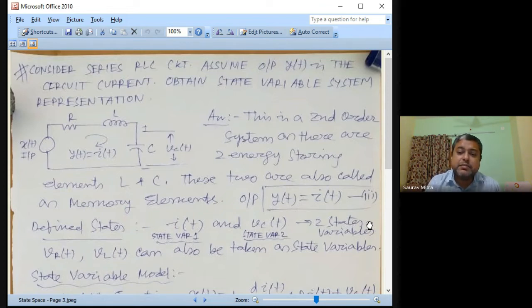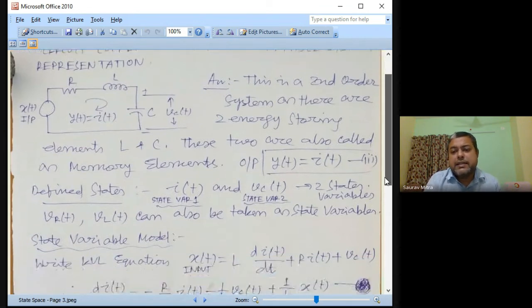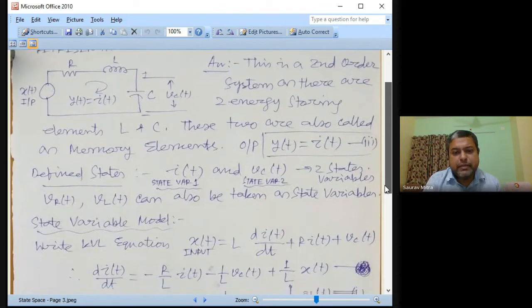In the second case, maybe I will take vC(t) as the output. In the third case, I may take vR(t) as the output. So there are different state variable representations possible. In the first case, we are going to develop this state variable model, taking the output as current. So current is being taken as the output element or output parameter.